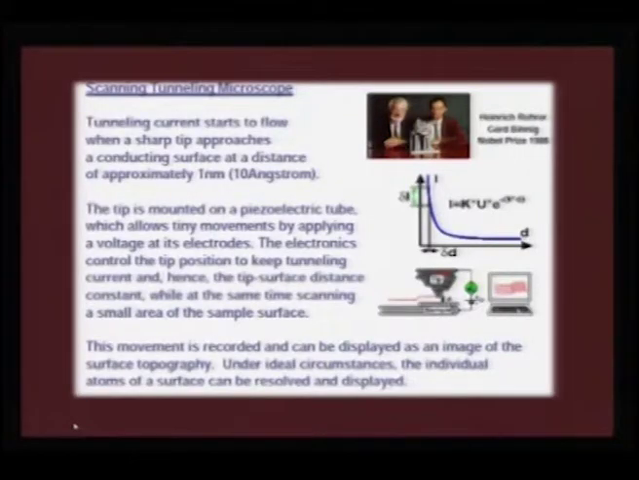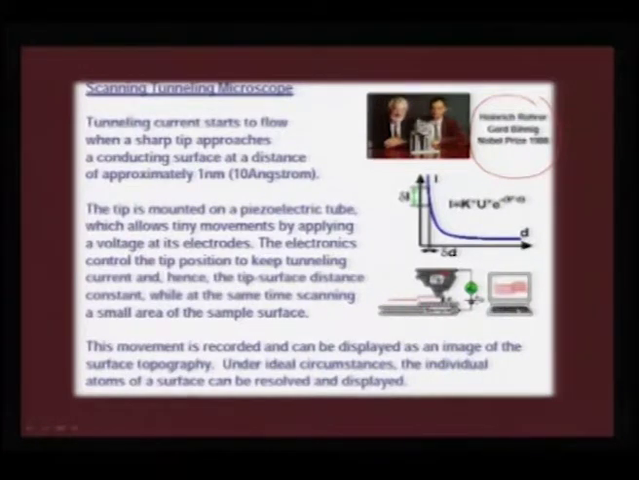Now, what is this STM all about? We can start with some simple definitions just to highlight the point, but let me single out the two Nobel laureates who were responsible for bringing this technique, and they were awarded the Nobel Prize in 1986. Heinrich Rohrer and Gerd Binnig, both these scientists were awarded the Nobel Prize for designing this STM.